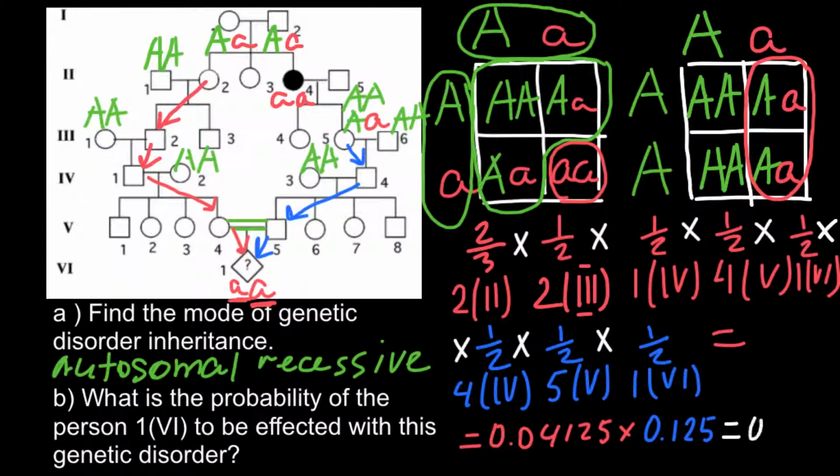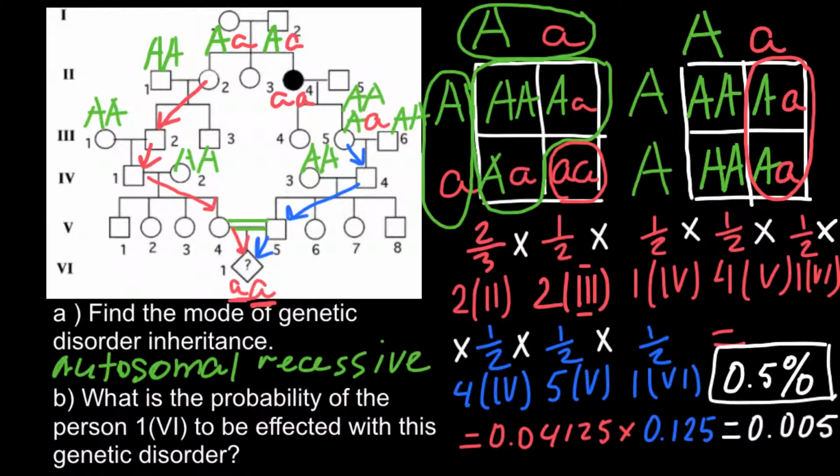and the answer would be 0.005. If you need an answer in percentage form, we just have to multiply this answer by 100, and the answer in percentage form would be 0.5%. And this is going to be our answer for the second question. So if we were a genetic consultant for this couple, we may say that they have a chance of 1 out of 200 to have an affected child with this genetic disorder.